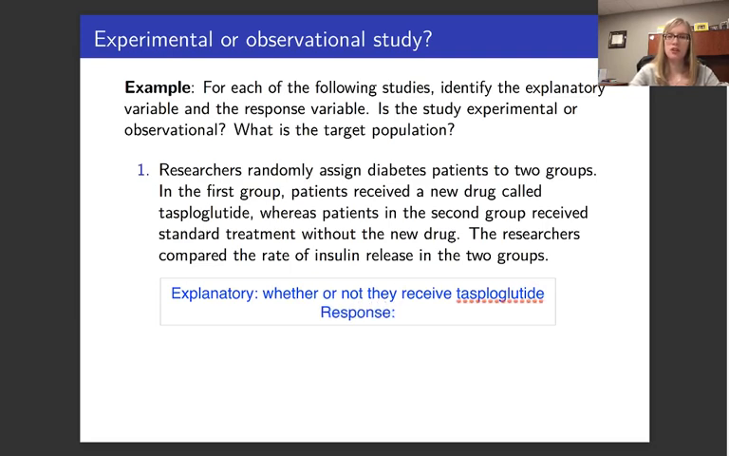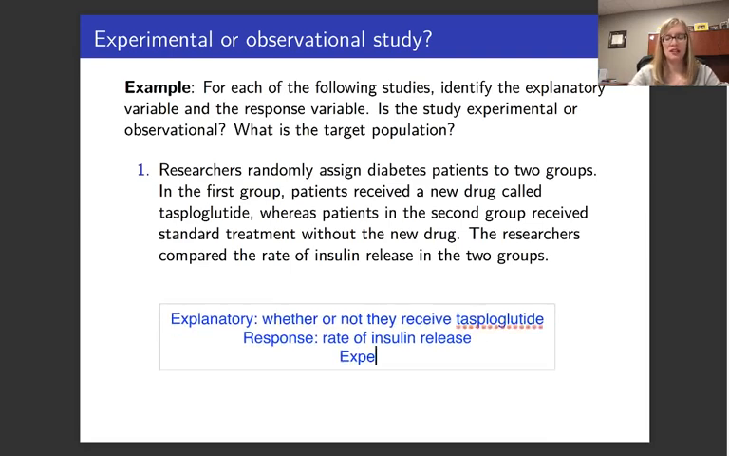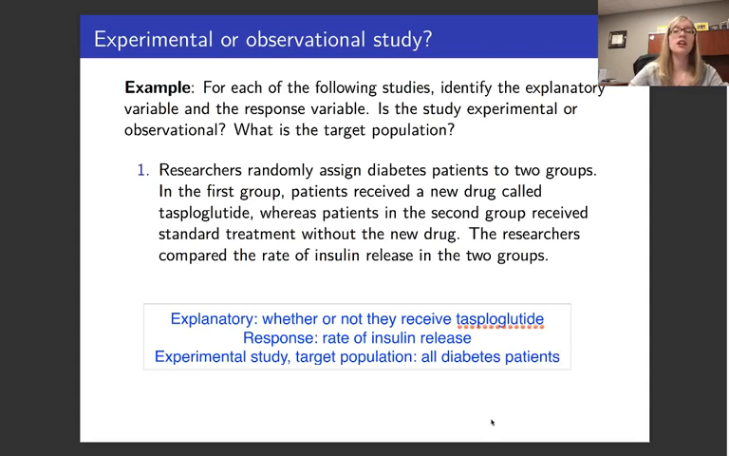Response variable is the rate of insulin release, the rate of releasing that synthetic sugar within the body. This is an experimental study because we are manipulating or deciding whether or not they receive the drug. Our target population is going to be all diabetes patients. We're interested in studying diabetes patients. We are choosing our sample from diabetes patients, so diabetes patients are the target population.